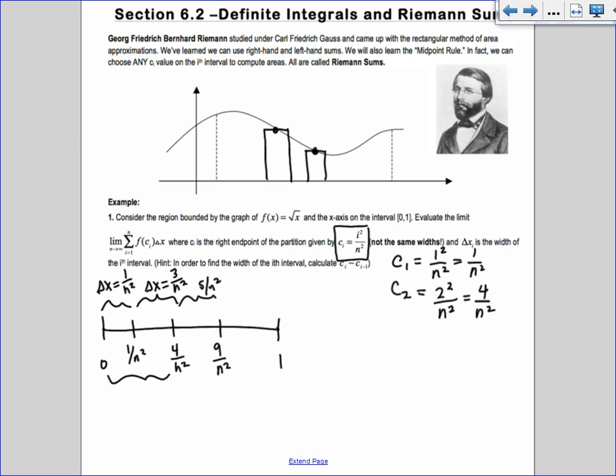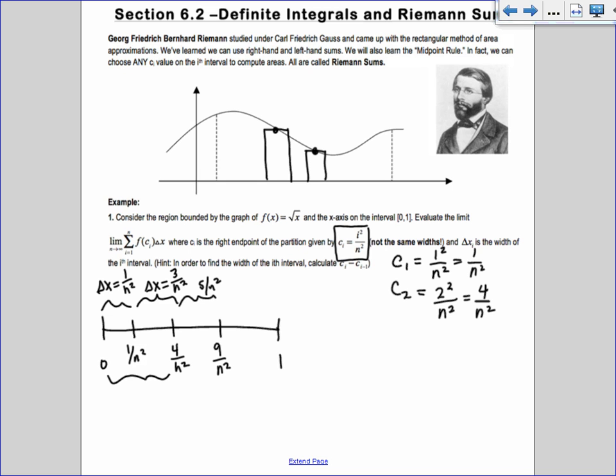What are you stuck on, Hannah? Yeah, I'm just subtracting. 9 minus 4. It's 5. What would the next one be? 16 over n squared. So what's the difference there? 7 over n squared, right?